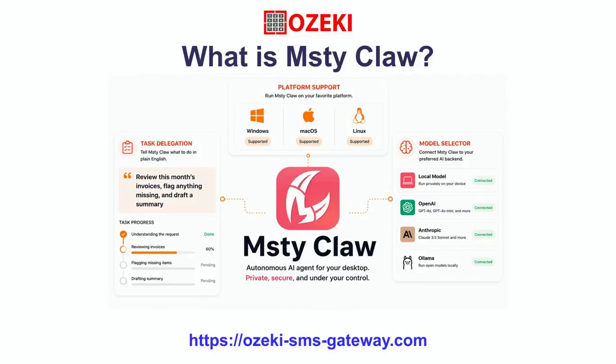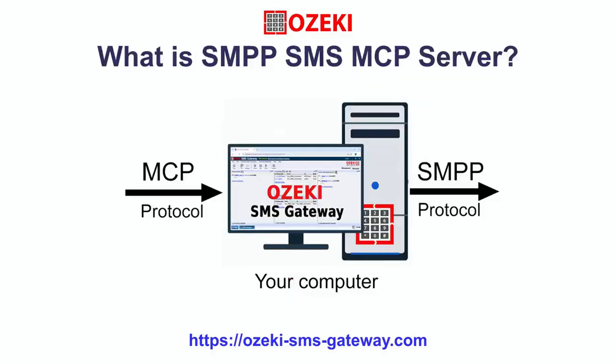What is Msty Claw? Msty Claw is an AI chat application that lets you interact with large language models through a desktop interface and supports MCP tool servers to extend its capabilities with features like SMS messaging. What is an SMS MCP server? It is a software bridge that uses the Model Context Protocol to connect AI assistants to an SMS gateway, which then delivers messages to the mobile network over an SMPP client connection.